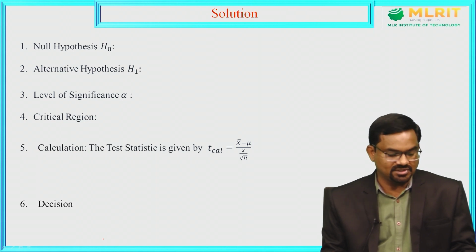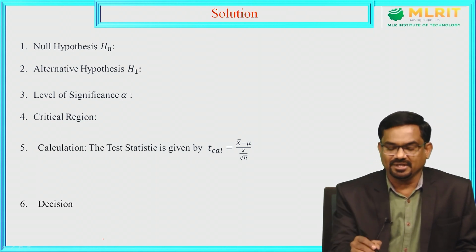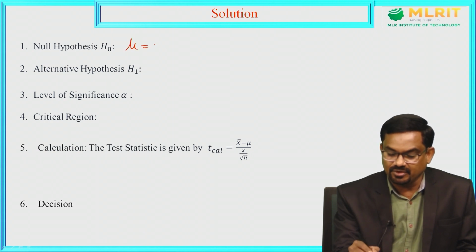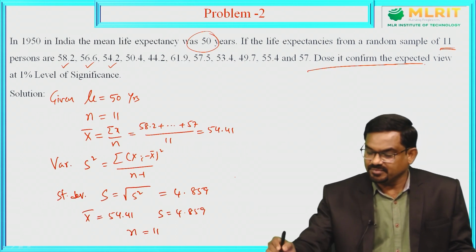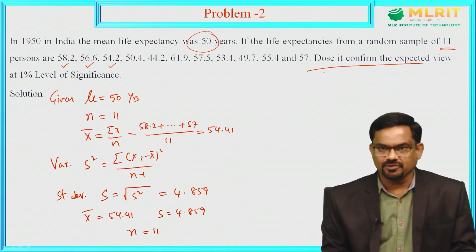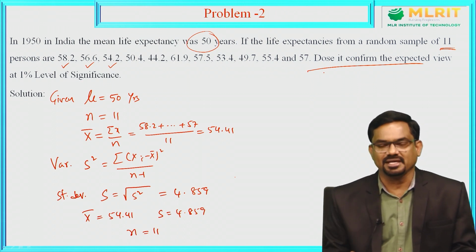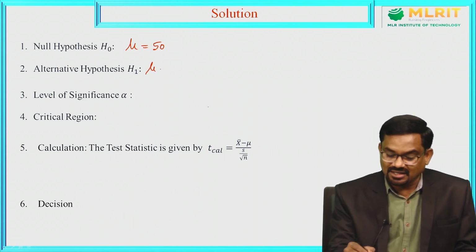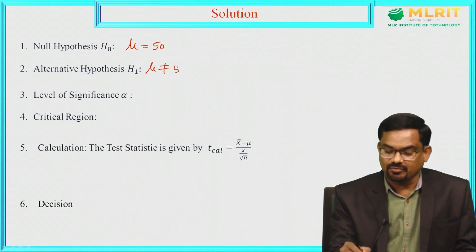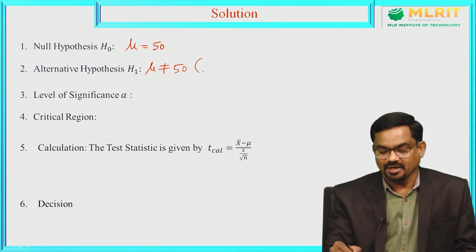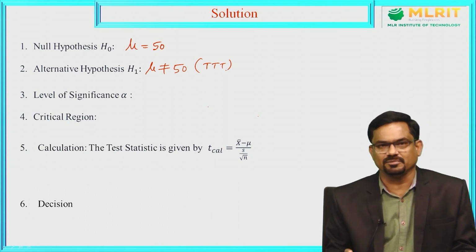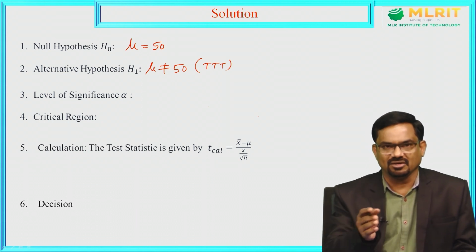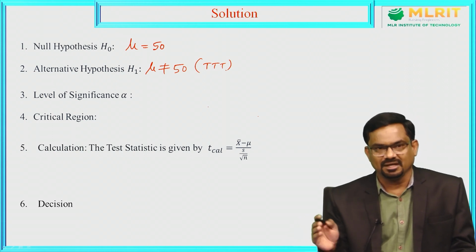The null hypothesis H naught: the mean life expectancy was 50 years, so mu equal to 50. For the alternative hypothesis, the question is, does it confirm the expected view or not? Simply we need to check whether the average life expectancy was 50 years or not, based on the given sample. So we consider the alternative hypothesis mu not equal to 50, a not equal to type problem. That means a two-tailed test. The critical region lies on both tails of the probability distribution curve, alpha by 2 on the left side and alpha by 2 on the right side.